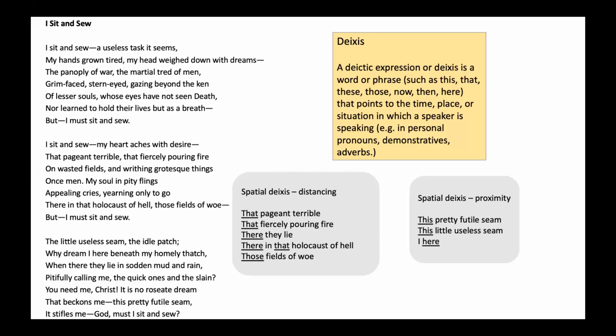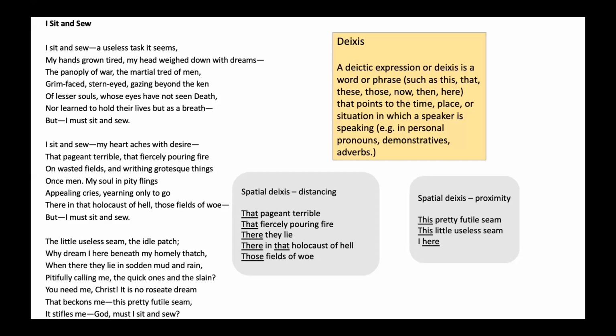So students might, for instance, identify words like that are repeatedly used to describe the war and the metaphors for the war. So that pageant terrible, that fiercely pouring fire, or words like there and there, that again, and those. And all of these have this quite distancing effect. So suggesting really the speaker's distance as this woman who is sitting at home sewing, suggesting the distance that she has from the men away at war and the war itself. So while she describes it as completely horrific, it's also something that's quite far away.